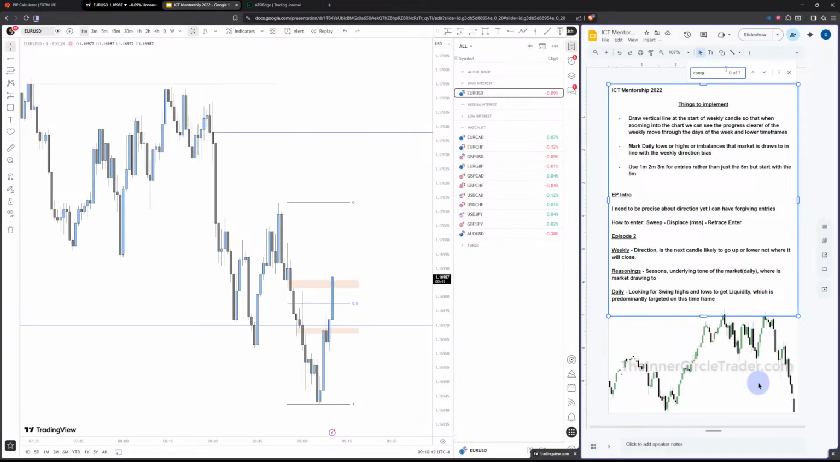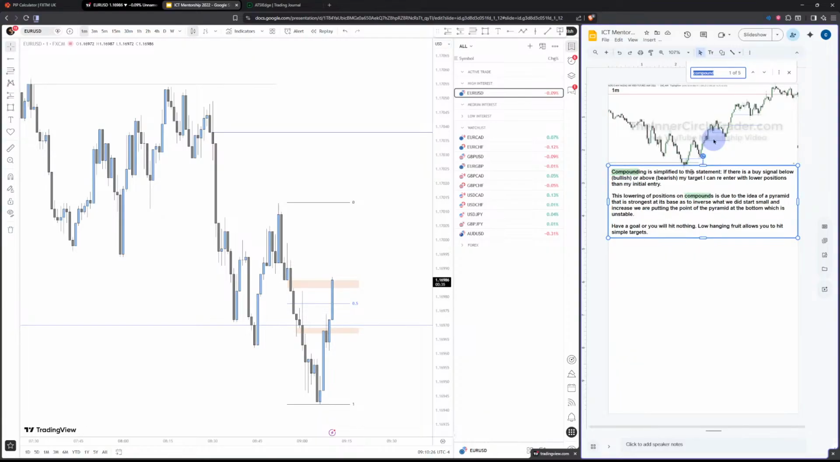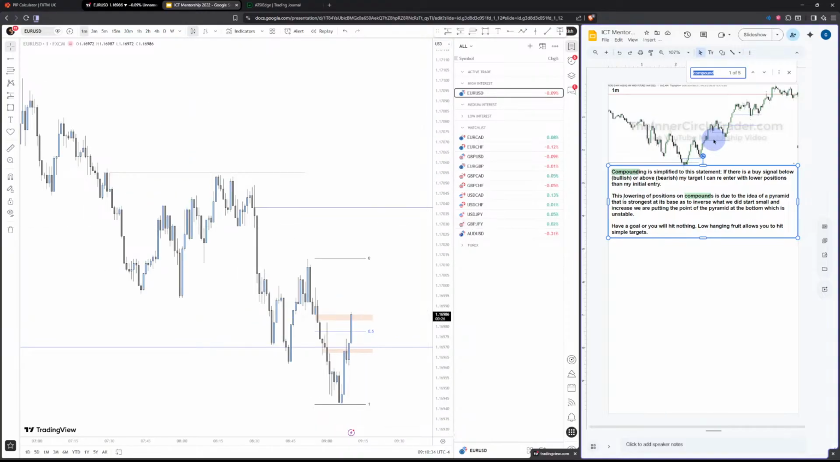Let me have a look at compound because we do compound in direction next. I don't think I'm good enough to cover. So compound is simplified to this statement: if there is a buy signal below bullish, or above bearish, my target, I can re-enter with lower positions than my initial entry. This low position of compound is due to the idea of a pyramid.